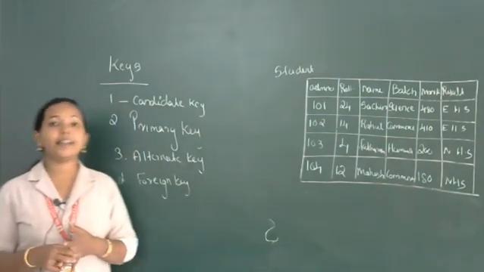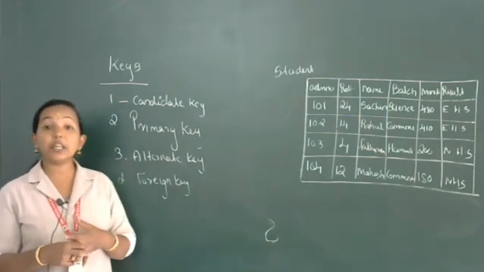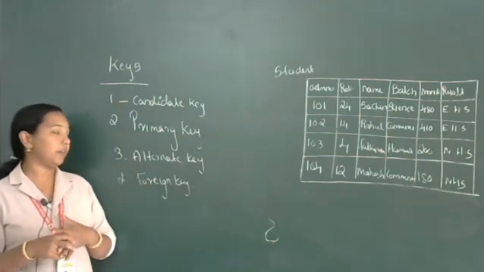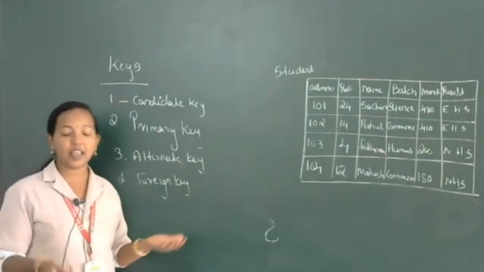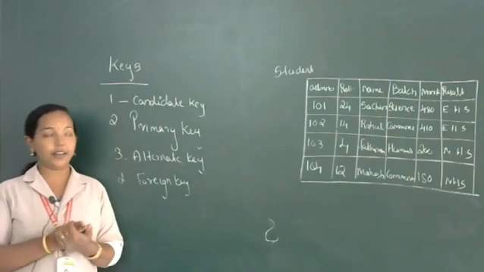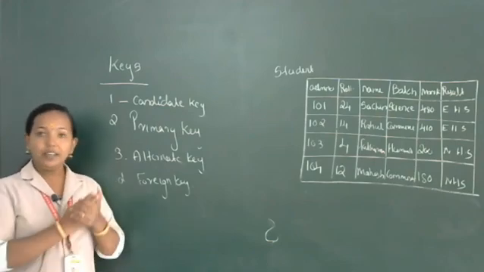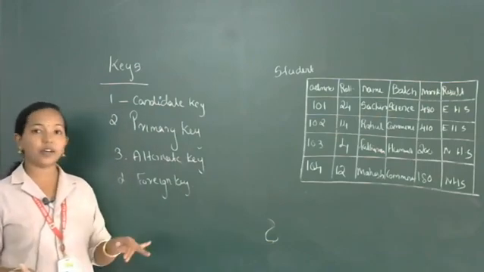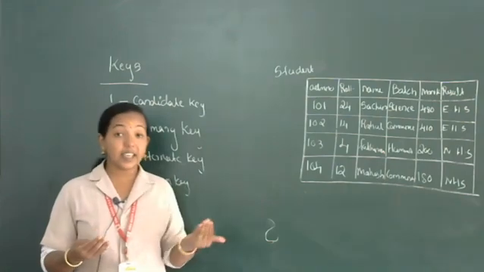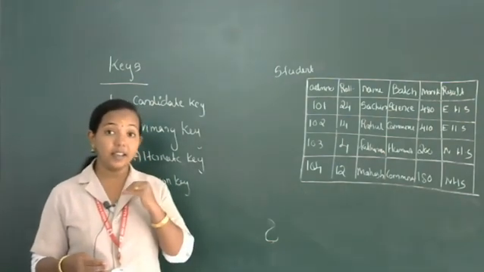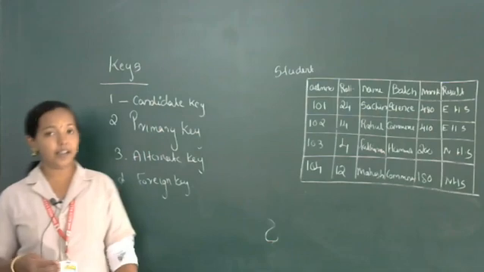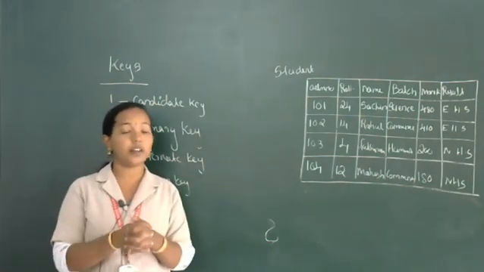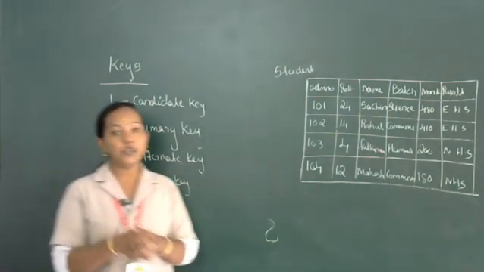So first one, candidate key. What is candidate key? Minimal set of attribute used to identify a unique row in a table. Then primary key is one of the candidate key and also it is used as unique identifier. Then alternate key, it is a candidate key but it is not a primary key. Then foreign key, a key is said to be foreign key if it is a primary key in another table. Clear? Foreign key is used to link two tables together.